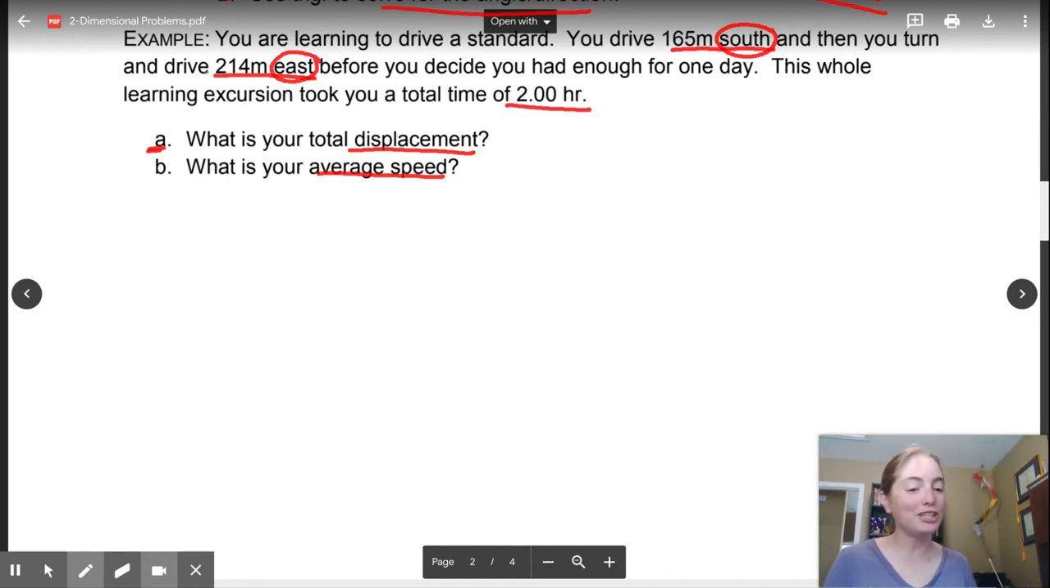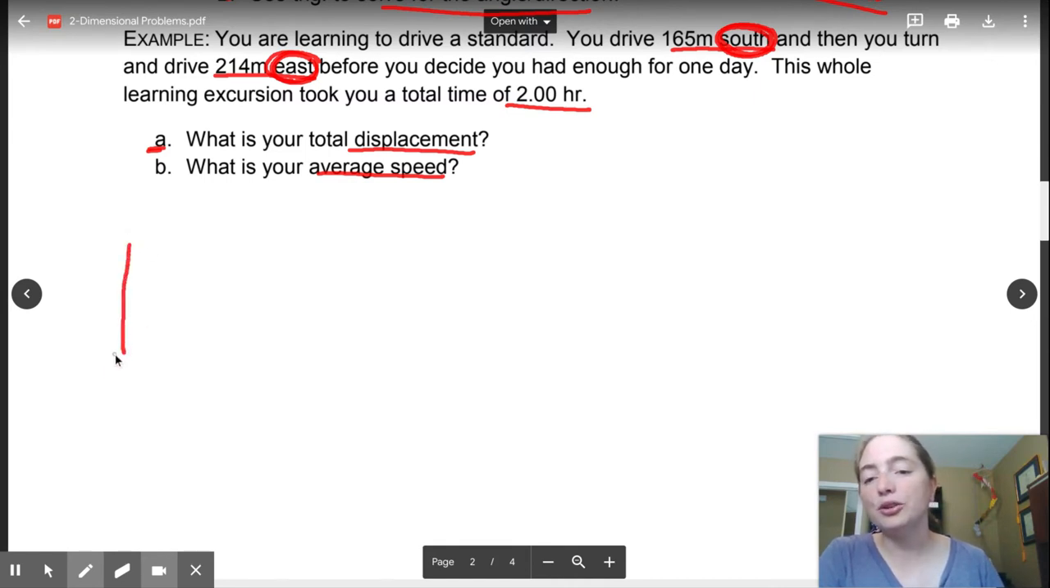I'm going to draw these tip to tail. I know these are perpendicular because south, east: these 2 directions are 90 degrees from each other. You need to draw these tip to tail. There's 2 ways to draw them, and I will show you both ways, and it doesn't matter which way, you're going to get the right answer either way. I'll show you the math both ways.